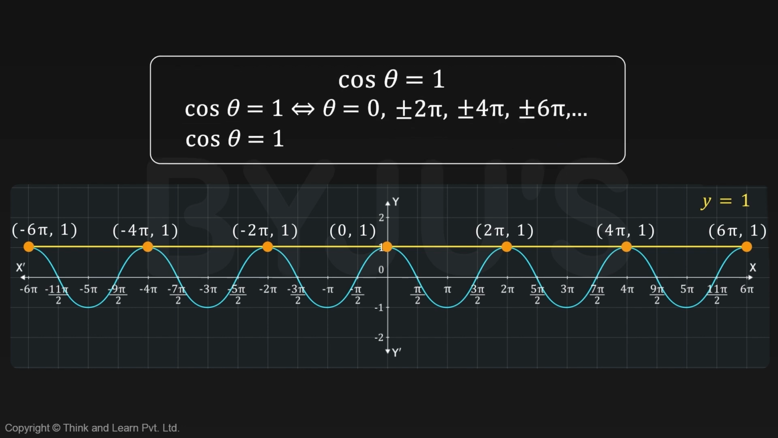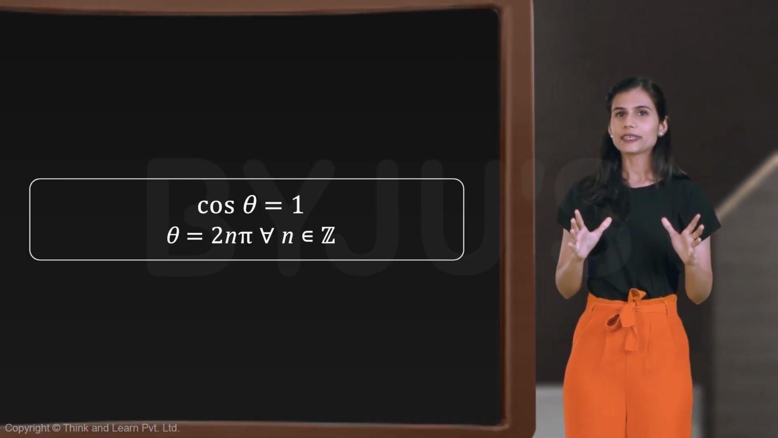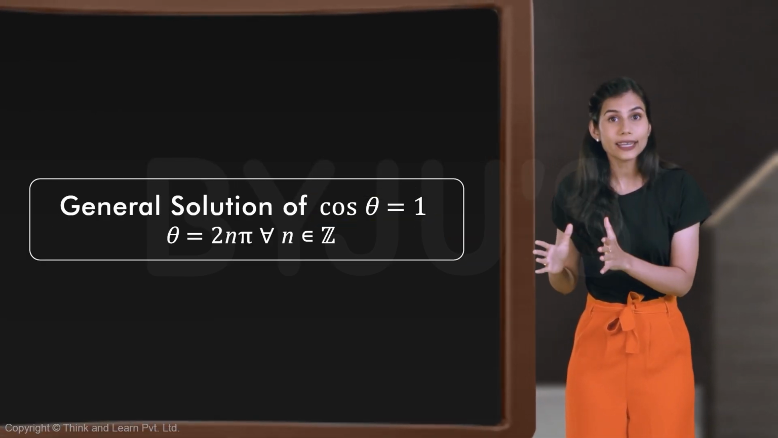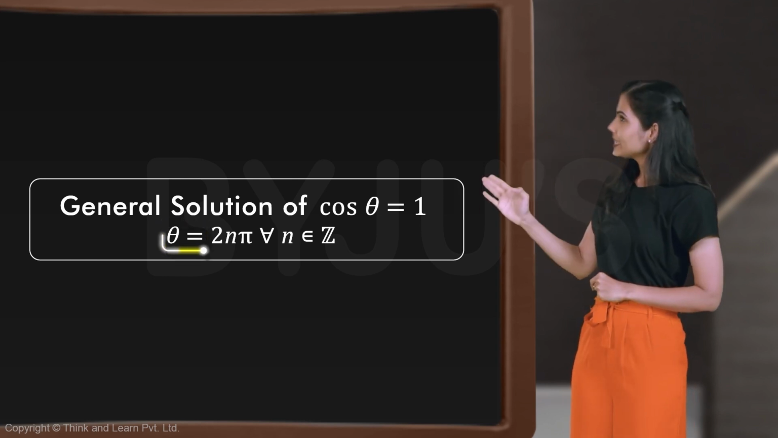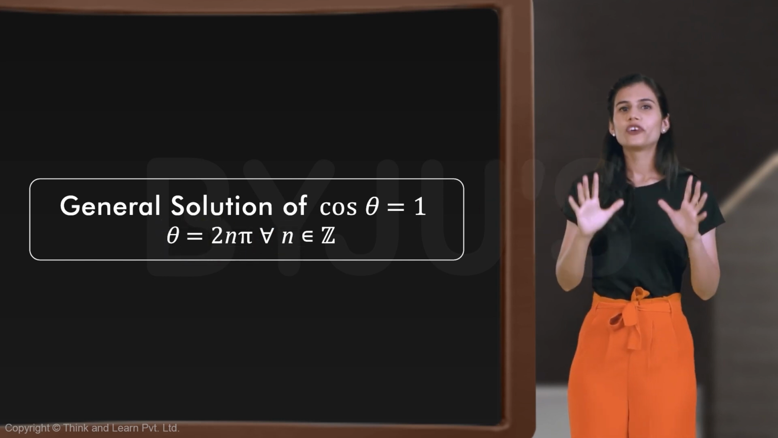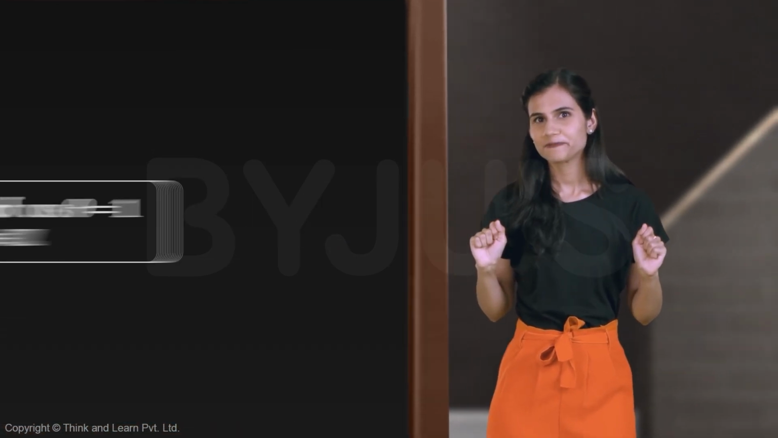Which you write as n times 2 pi or 2n pi, where n belongs to the set of all integers. Cool. This means that the general solution of the equation cos theta equals 1 is given by theta equals 2n pi, where n is varying over the set of all integers.